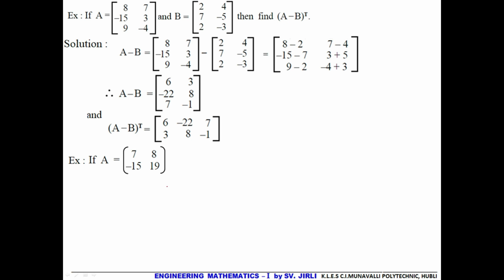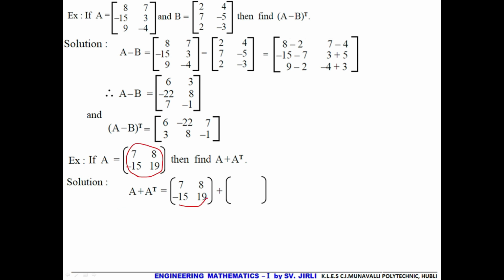If A equal to the matrix 7 8 minus 15 19, then find A plus A transpose. This is very simple. You see the answer. A plus A transpose equal to, observe that matrix A, 7 8 minus 15 19, as it is you copy, plus the matrix is A transpose. It is not yet written. Try to answer what is A transpose.